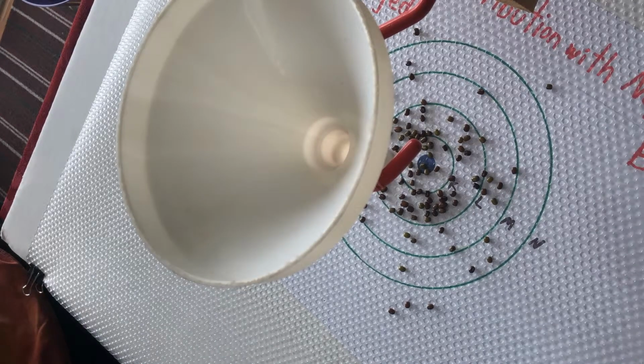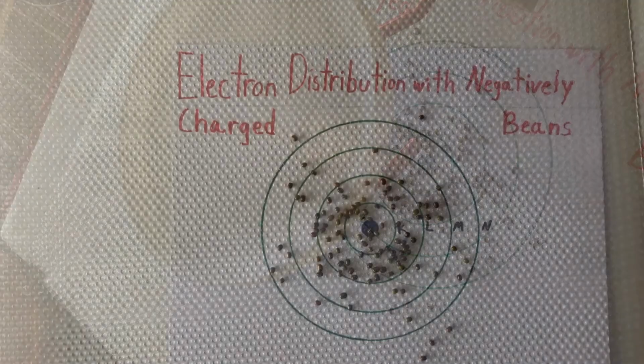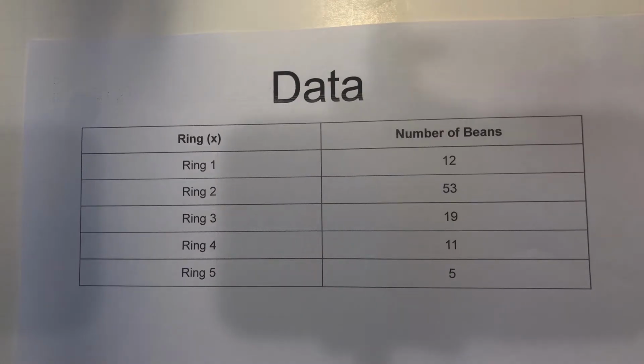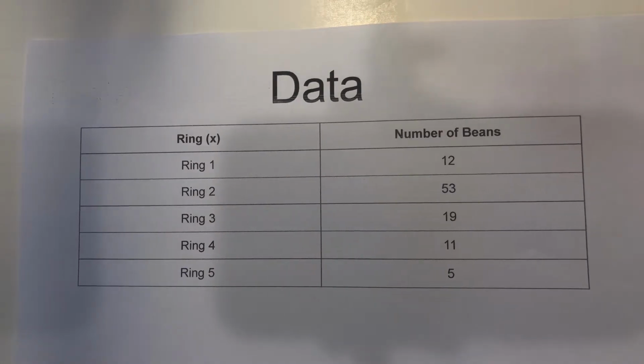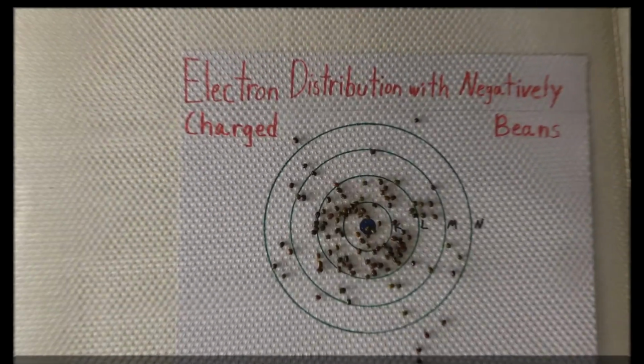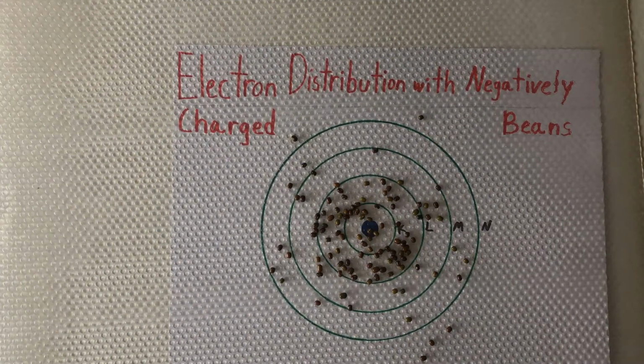We can see that most of the beans are further away from the nucleus. Also, the beans' distance from the nucleus in terms of other beans varied. From the data, we can see that in ring 2 there are 53 beans and in ring 5 there are 5 beans. In this experiment, the beans represented the negatively charged electrons in an atom. It was not possible to determine the exact path of an electron in an atom.